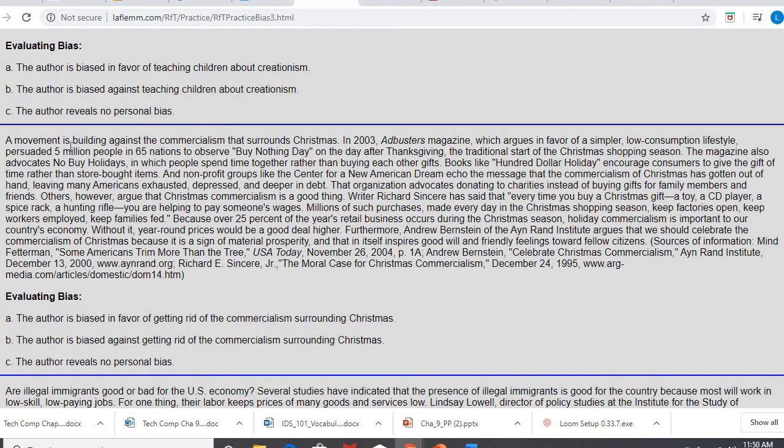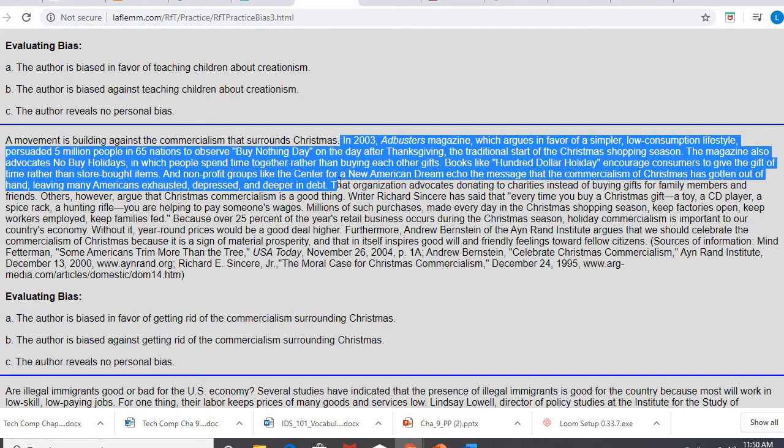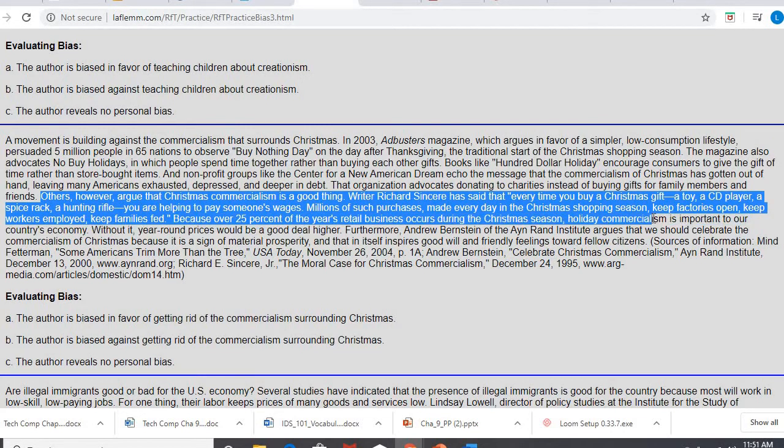So here's an example where they kind of present up here. They're talking about how we should not be buying things over Christmas. We spend too much money. We are too concerned with things, and we need to spend time with one another. So that's what this highlighted blue. And then you can see it says others, however. So it starts going in a different direction.